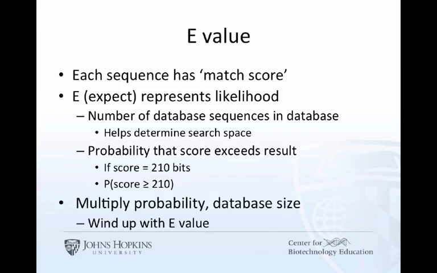The e-value represents the likelihood, given a number of sequences in a database, that you will get a score at least as good as the score you received. So probability is multiplied by the size of the database, and that allows you to get the e-value. We'll look at a calculation a bit later.